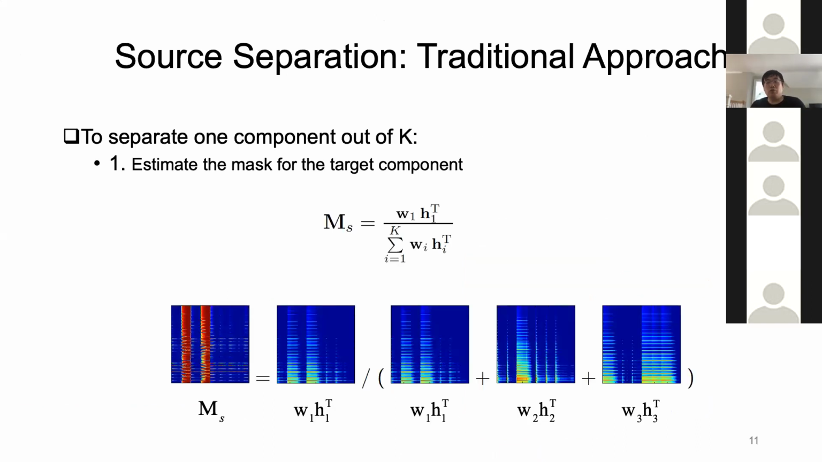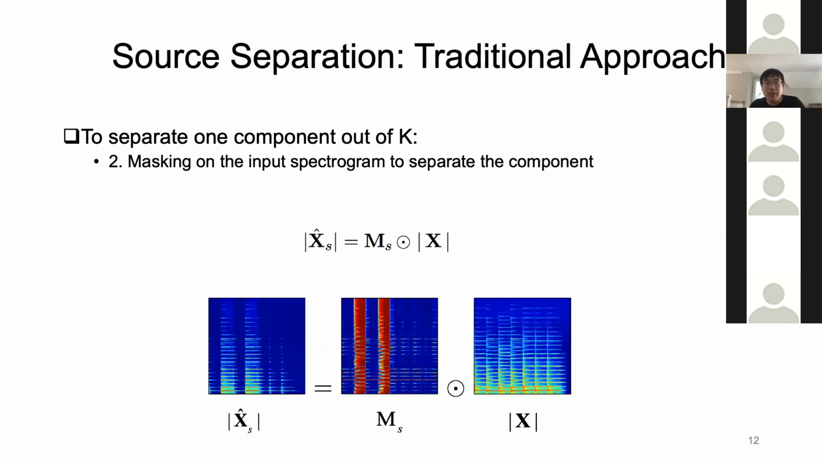So let's first have a quick review of how the traditional audio-only approach performs this kind of sound source separation. The model will first estimate a mask for each sound component. And then it will multiply the mask with the input sound spectrogram to separate the sound sources. The audio-only approach worked well for some speech separation, but it is still hard to apply to many natural sounds, for example, music. So how do we solve this problem?